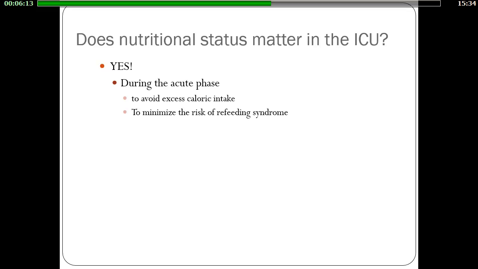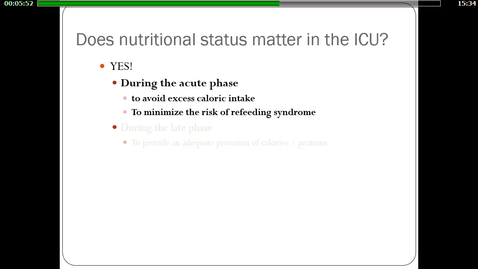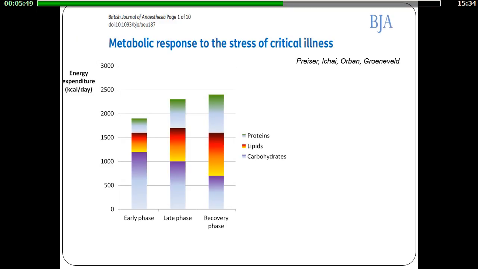So, does nutritional status matter in the ICU? Yes, definitely yes. During the acute phase, to avoid excess caloric intake and to minimize the risk of refeeding syndrome, Michael Cazard will allude later in this session to the refeeding syndrome. And during the late phase, after the first few days, to provide an adequate provision of calories and proteins just to match the expenditure and the losses of proteins. So we know that during the acute phase, we have a low or relatively low energy expenditure, mostly carbohydrates as fuel.